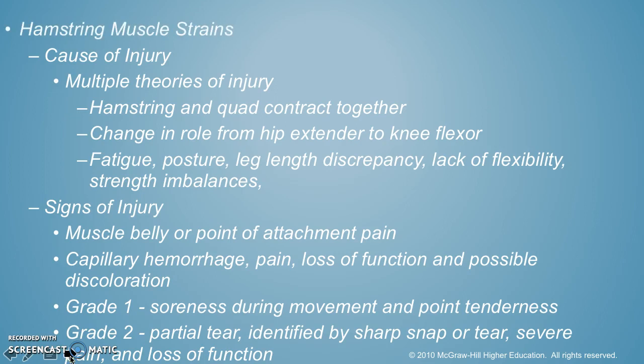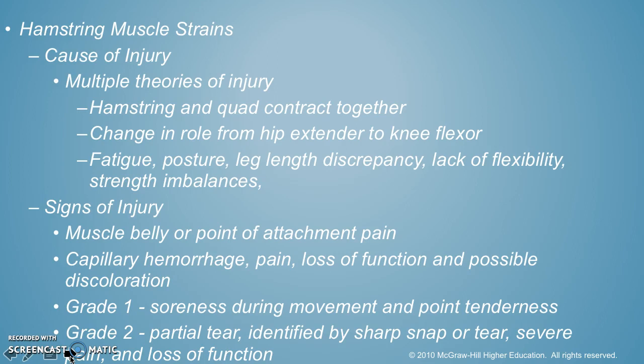Hamstring muscle strains. There's multiple theories as to why we strain our hamstrings. One is that the hamstring and the quad contract together, and the quad is typically stronger, so that ends up in a hamstring strain. The change in role as the hamstring goes from a hip extender to a knee flexor, there's one theory there. And then a lot of things: leg length discrepancies, lack of flexibility, fatigue, lots of different theories.